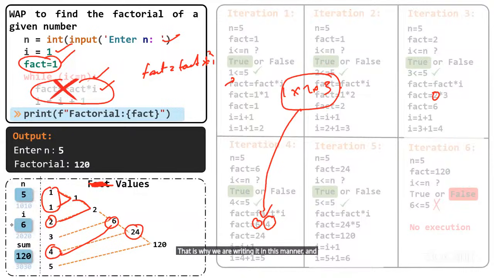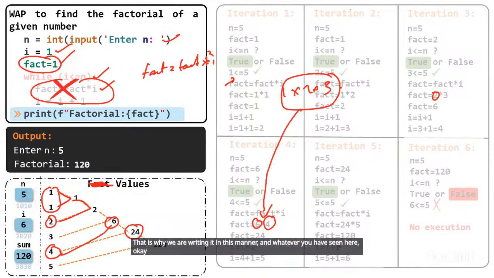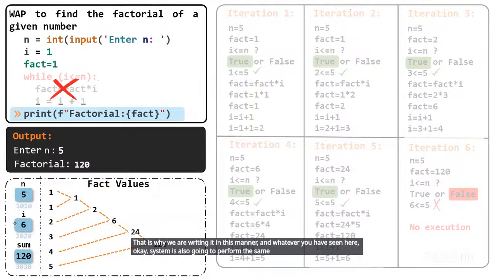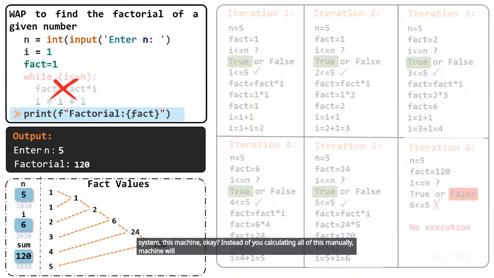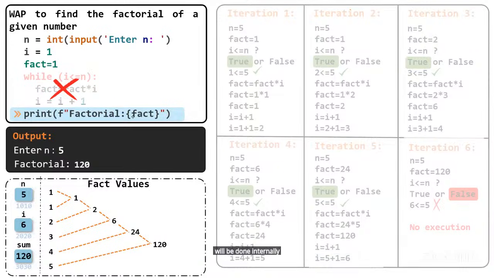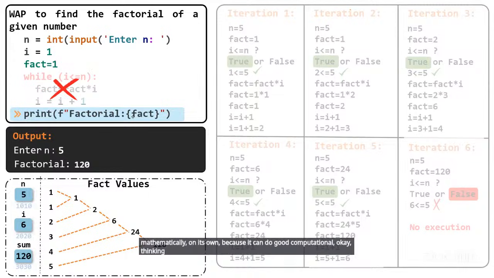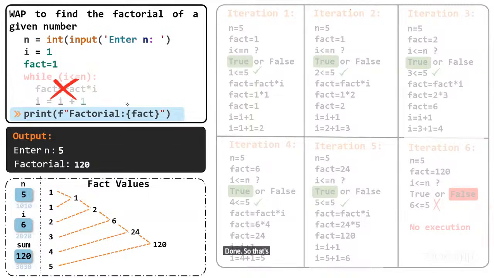And whatever you have seen here, the system is also going to perform the same thing. Instead of you calculating all of this manually, the machine will do that for you because the machine has good computational ability. The machine can perform 10 to the power of 8 operations per second. So the generation of n, fact, multiplication, checking, everything will be done internally. This is how the machine does it for you mathematically on its own. This will be very easy. Done. We are able to see the end result.